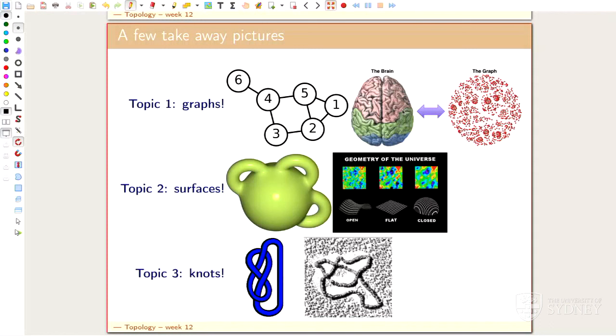So I will just go to the recollection and stress a little bit what was interesting. Graphs is essentially a way to model the brain. Surfaces is a way to model the universe. If you want to think of the universe as the next level of surface, then you would ask the question, what is actually the standard form of the universe? Not so easy. And knots is my picture of DNA, my picture of the knotting of life.